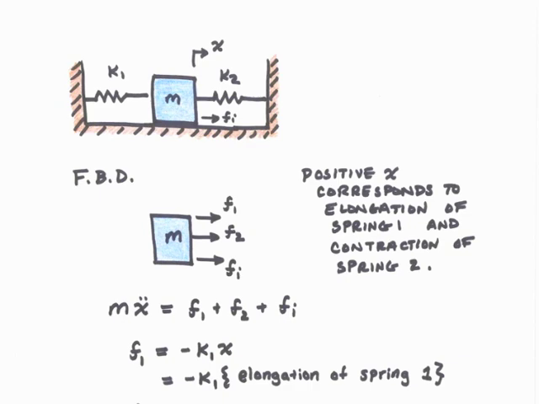Now we'll treat another single mass system. This one is connected to walls by two springs, k1 and k2. We denote the positive direction for displacement of the mass as to the right, and this displacement is labeled x. I've got an external force acting upon the mass, and I've shown an arrow going to the right for it as well. And this external force is an input force labeled F sub i. So, positive displacement of the mass corresponds to elongation of spring 1 and contraction of spring 2.